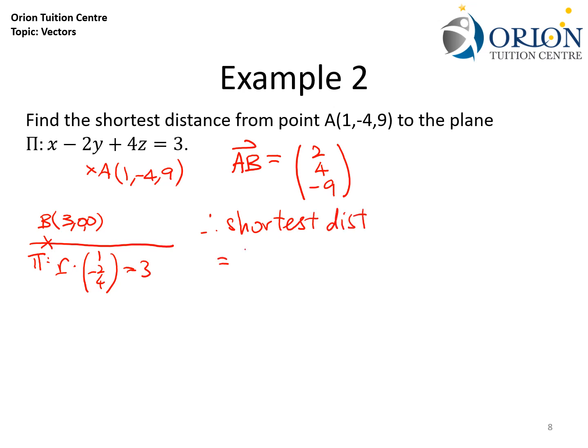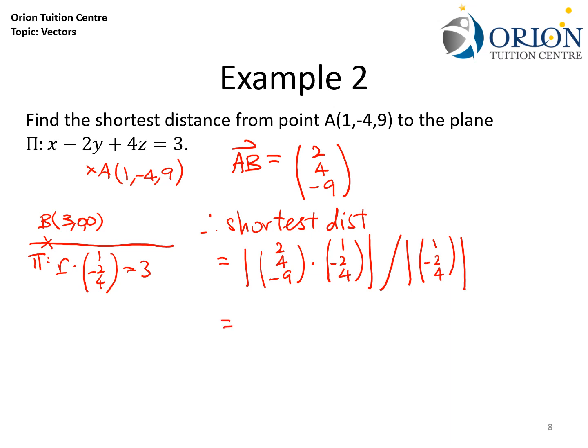and therefore the shortest distance will be equal to mod of (2, 4, -9) dot (1, -2, 4) divided by mod of (1, -2, 4). Now if we expand and simplify, this becomes 42 over square root 21, and of course 42 over square root 21 is the same as square root of 84. And this is the same shortest distance that we found in example 1b, and thus proves that the two are exactly the same.